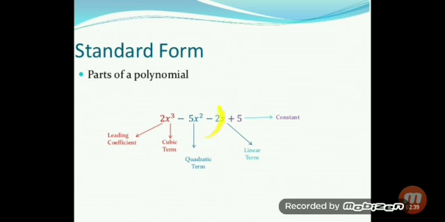Now in the second term the power of x is 2. It is a quadratic term. And in 2x, the power of x is 1. It is a linear term. Here 5 is a constant term.